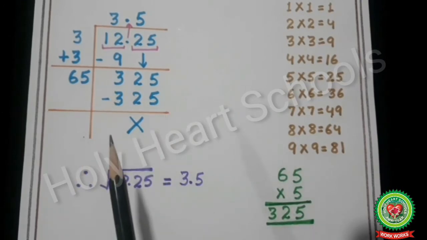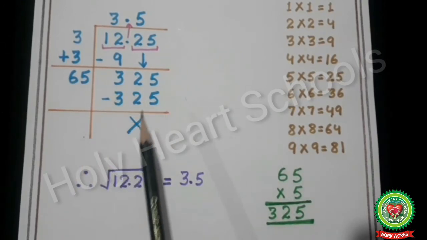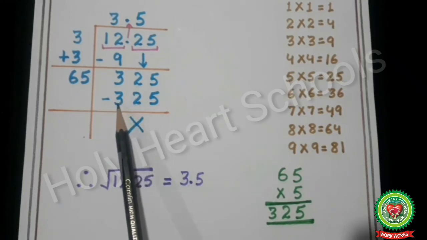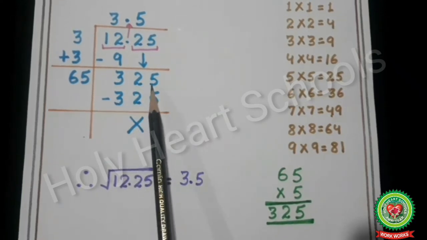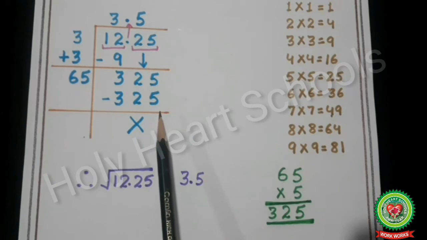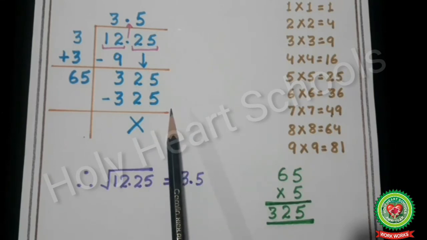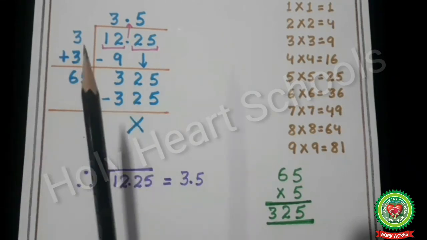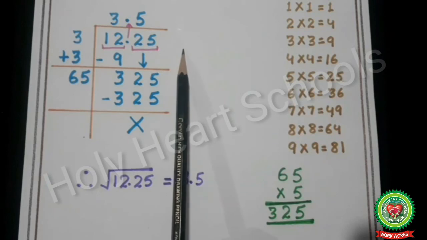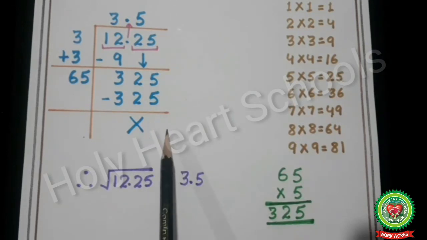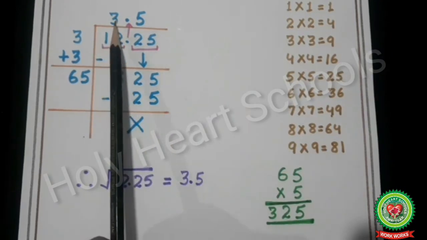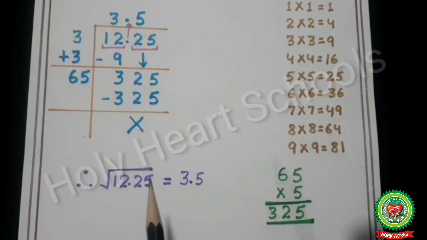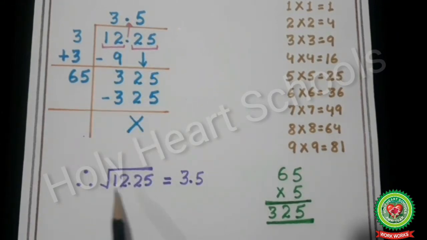Then our next step is again to find the remainder. So we will find the remainder by subtracting 325 from the dividend. By subtracting, we have got 0, and in long division, whenever we have got 0, we put a cross. Here in this example, we are left with no pair and our remainder is also 0. So our current quotient, that is 3.5, is the required answer. So write down, therefore square root of 12.25 is equal to 3.5.